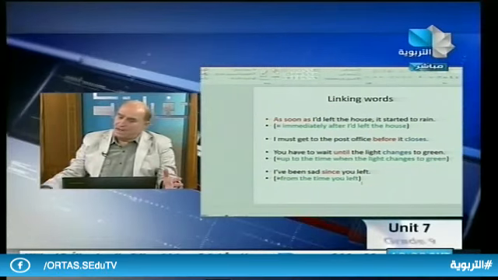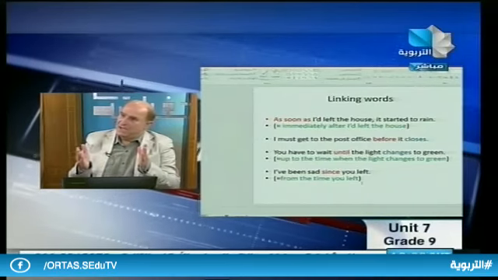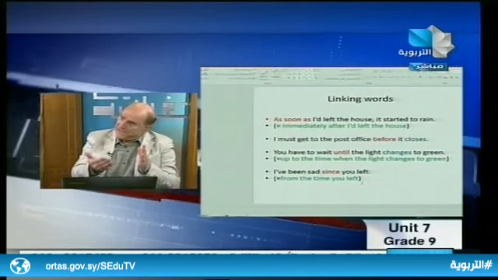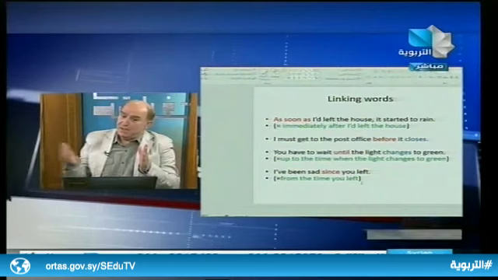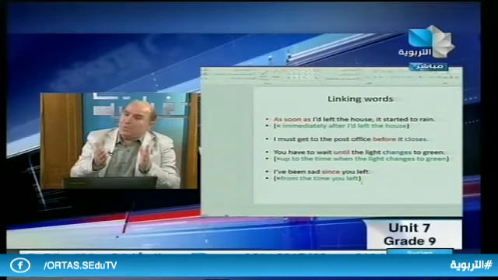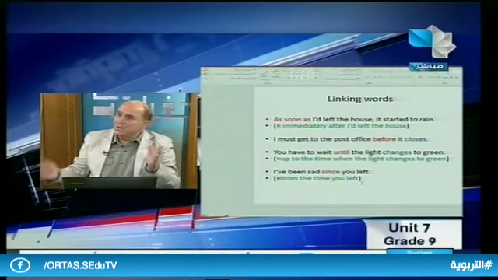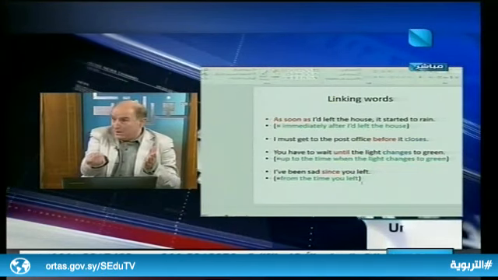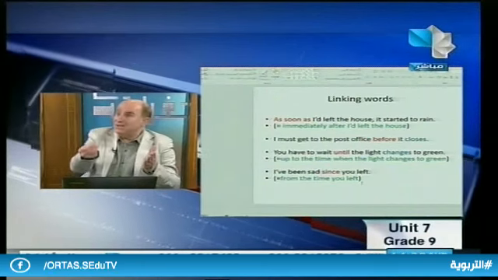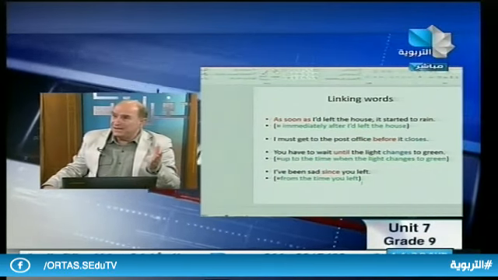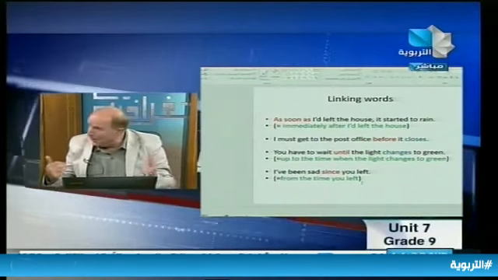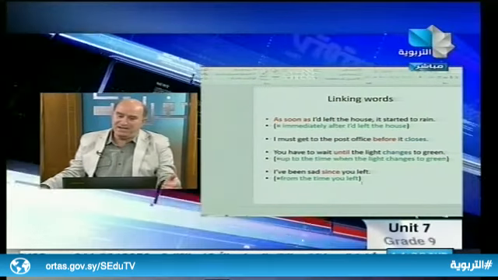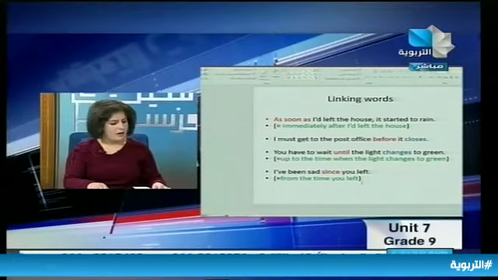Okay, so here we have two actions: going to the post office, and it closing. What is the linking word between these two clauses? We have the word "before." I must go before it closes. If I go after it closes, I can't do anything. So I must go before it closes. Yes, very nice.